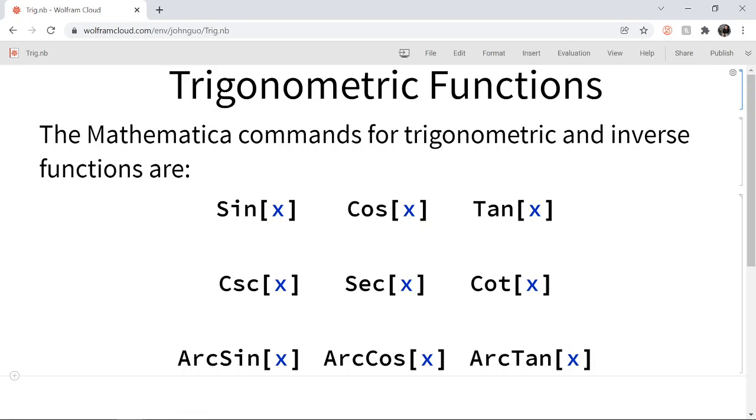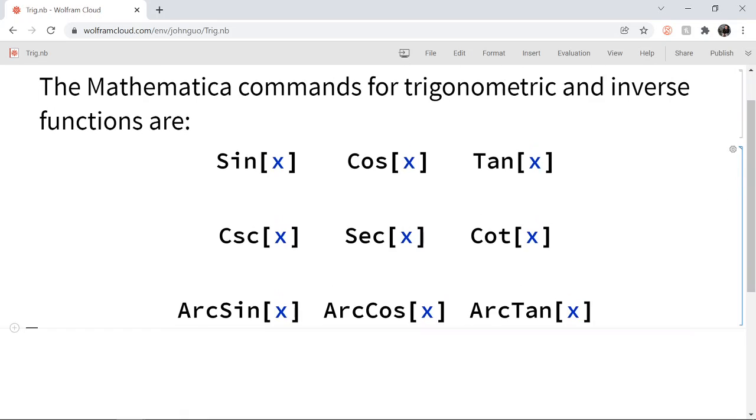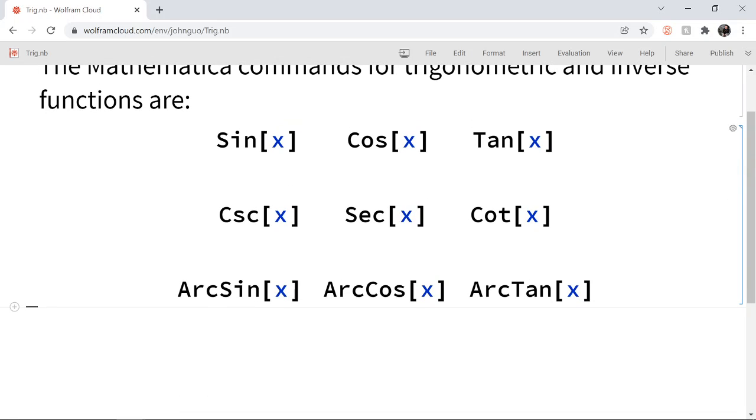Hey everyone. So in this video, I'd like to look at Mathematica's commands for trigonometric functions, and I'd like to evaluate these commands, or these functions, in both radians and degrees. So I've listed out the different commands here. Notice that as usual with Mathematica commands, the first character is capitalized, and the input for these different trigonometric functions is wrapped in square brackets.